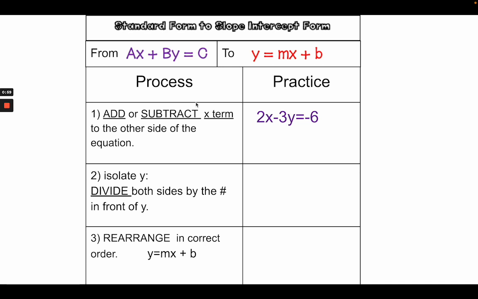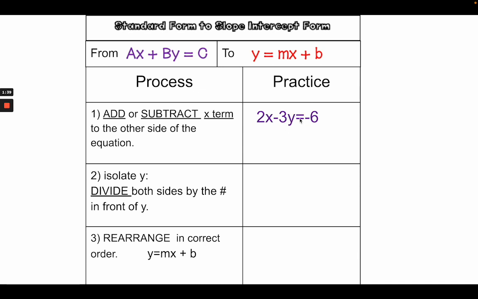Okay, so let's start with the process, and you'll notice that on the graphic organizer, the instructions have been written for you, and so we're going to be writing in the practice side. Here is our equation example that we're going to start off with: 2x minus 3y equals negative 6. When we're changing from standard form to slope-intercept form, what we're really doing is we're trying to isolate the y. We're trying to get the y by itself. So we're going to take all of this stuff, in this case our 2x, and get that to the other side of the equation. And we want y by itself.